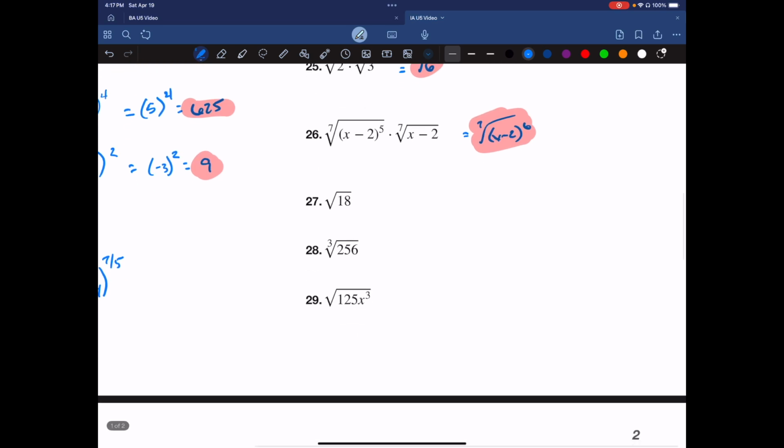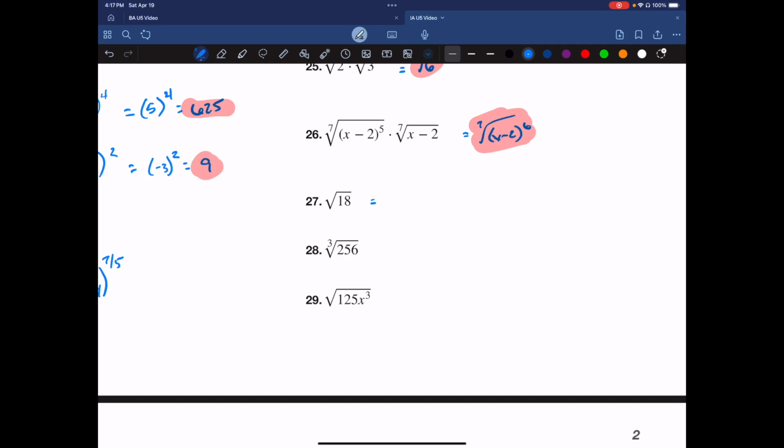Now, starting with 27, I can rewrite these to simplify the radical. And it's kind of like simplifying the fraction, reducing a fraction into simplest terms. If you can write a radical in simpler terms, you have to. Okay, so this is where knowing your perfect squares and your perfect cubes really comes in handy.